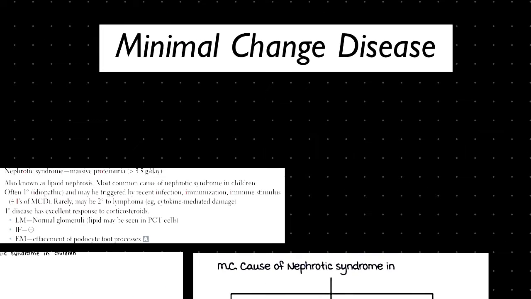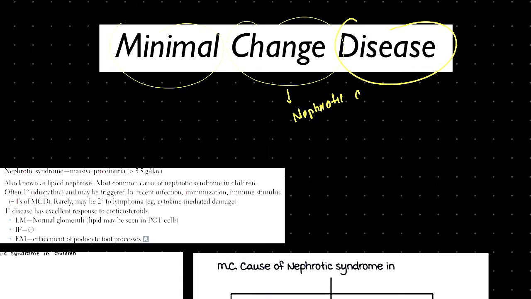So, minimal change disease. What is this minimal change disease? It is an example of nephrotic syndrome. If you have watched the lecture on nephrotic syndrome, then we have discussed it in detail. From the name it is clear that there will be minimal change at the level of the glomeruli.